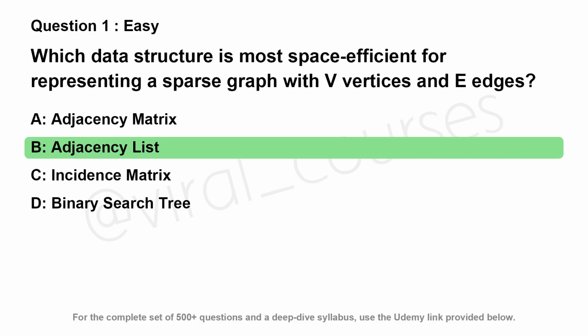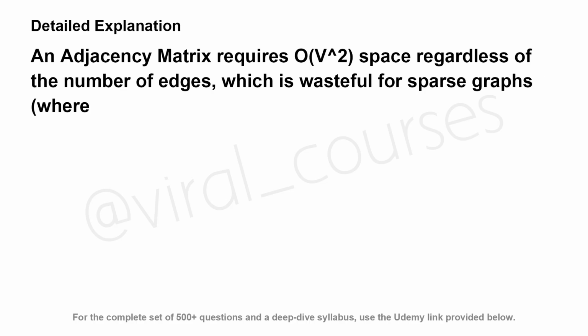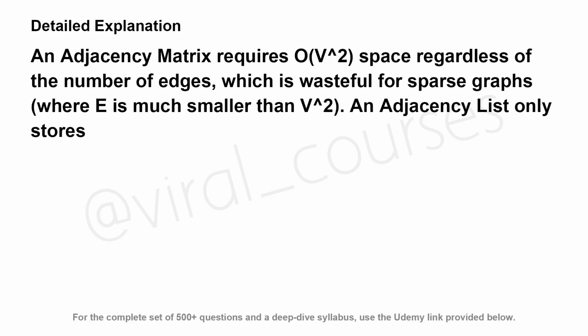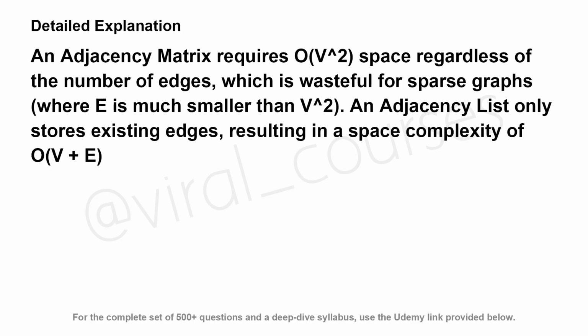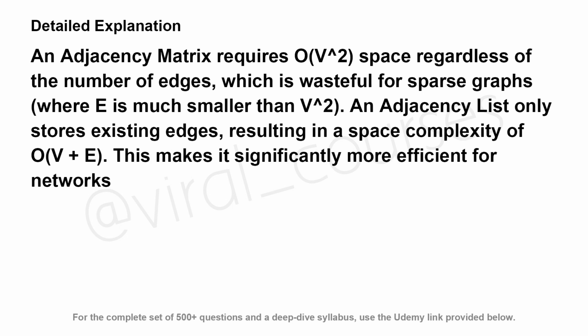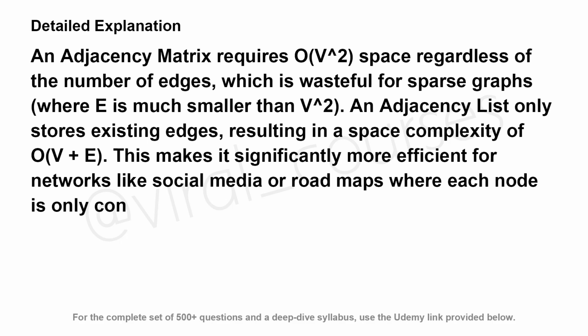The correct answer is B. An adjacency matrix requires O(V squared) space regardless of the number of edges, which is wasteful for sparse graphs, where E is much smaller than V squared. An adjacency list only stores existing edges, resulting in a space complexity of O(V plus E). This makes it significantly more efficient for networks like social media or roadmaps where each node is only connected to a few others.